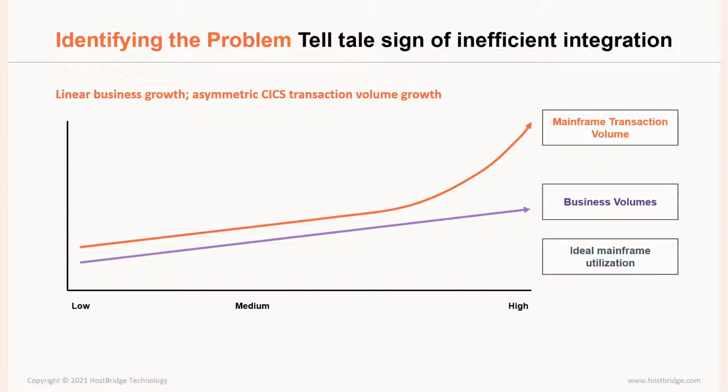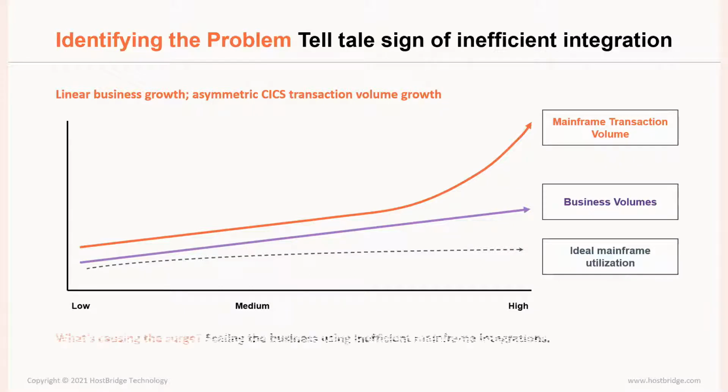And so I said, well, what would you like? I mean, what does the solution look like to you? And he said, well, obviously, what I'd like is a dotted line that looks something like this, where my mainframe utilization tracks more closely with the business volume. Now, this might be a bit optimistic to say that mainframe utilization stays flat as the business volume grows, but you get the idea. Anything is better than asymmetrical growth as your business grows.